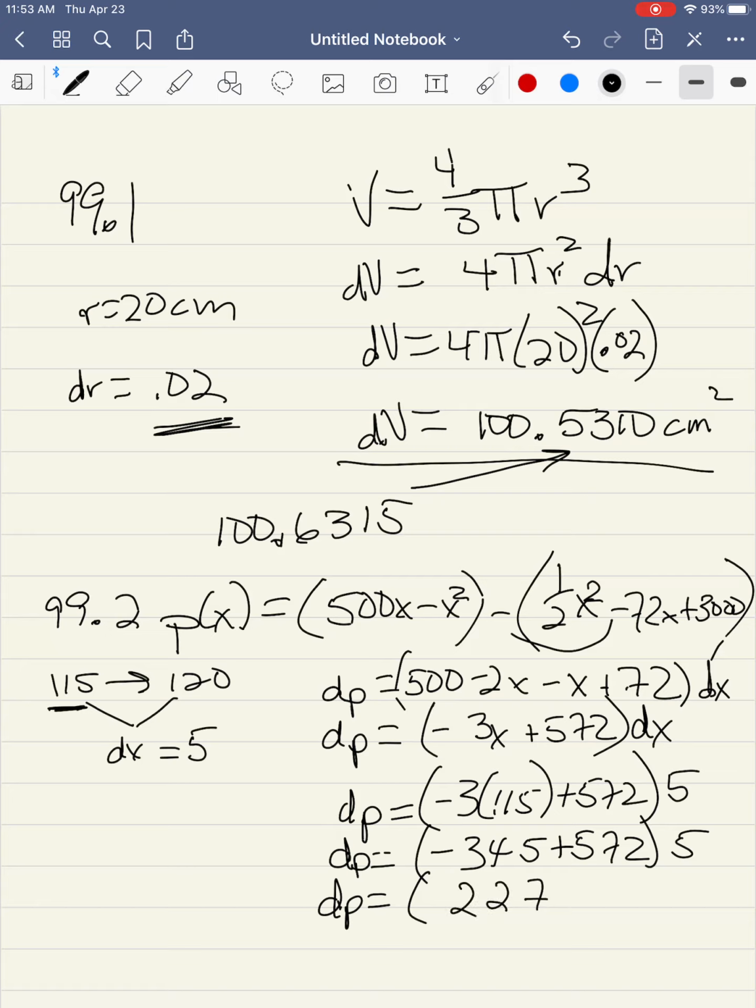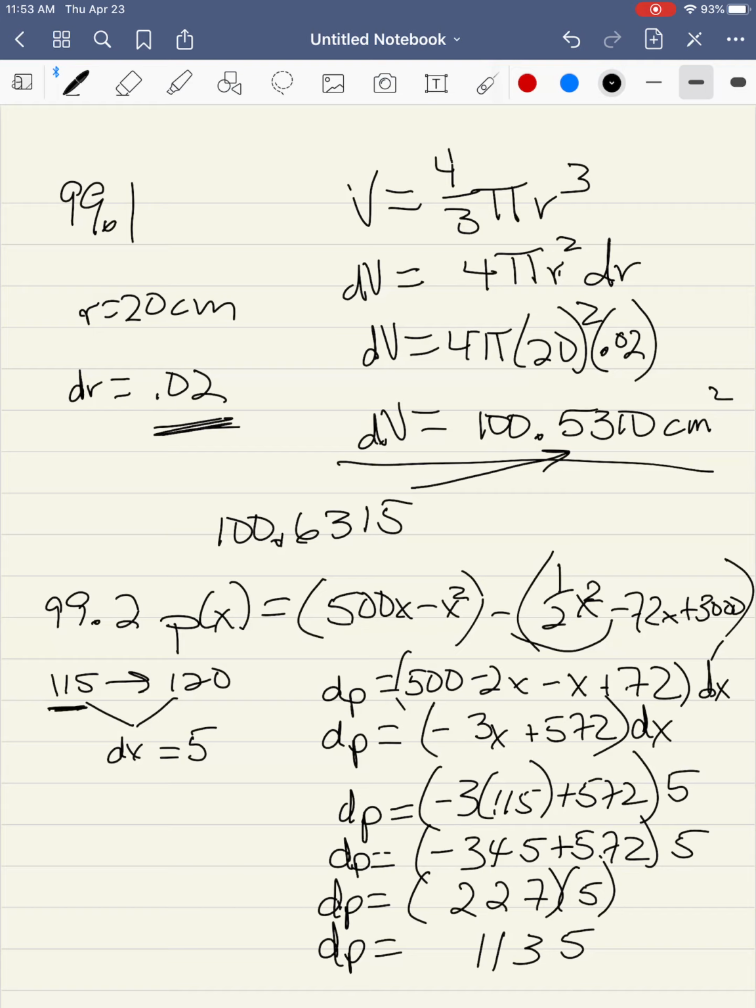Minus 345 plus 572 is 227, times 5 is 1,135. Okay, so an estimated difference of 1,135 in the profit.